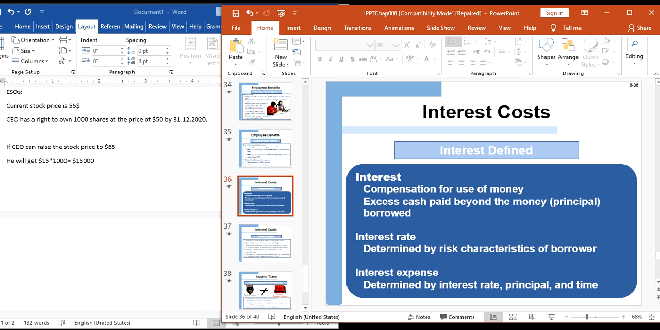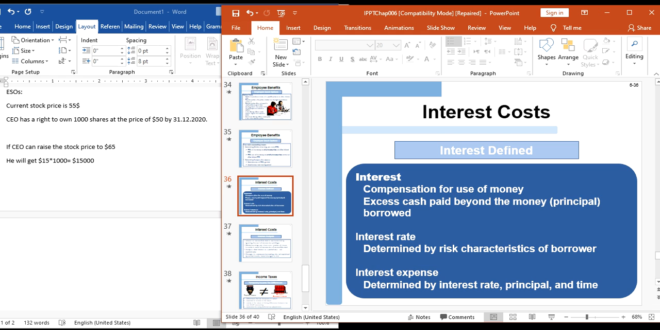The case is the same for interest costs also. So we know what interest is. It's extra cash paid for the money that we borrow. It's an expense. And the interest rate is determined by the risk characteristics of the borrowers, like default risk of the borrowers. Interest expenses are determined by interest, principal, and time.